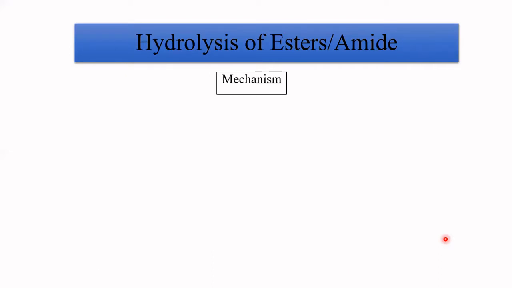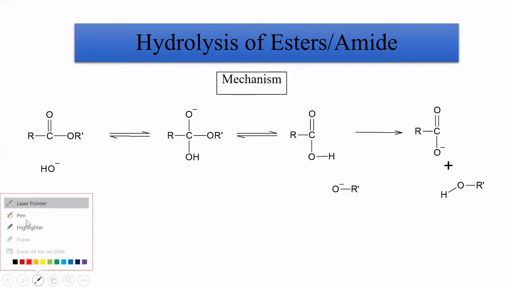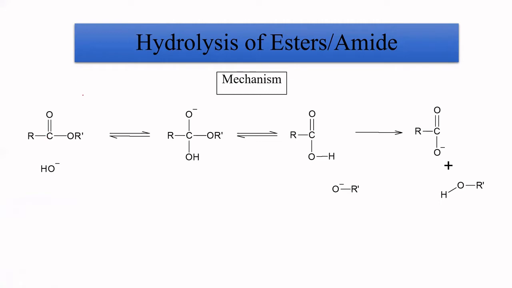Now let us discuss the mechanism. First we are going to talk about the hydrolysis of ester. I have written some background reactions over here to make it convenient for us. First of all, the ester which we have: you can see this particular carbonyl oxygen has a lone pair of electrons. Even this alkoxy group, that oxygen has a lone pair of electrons.